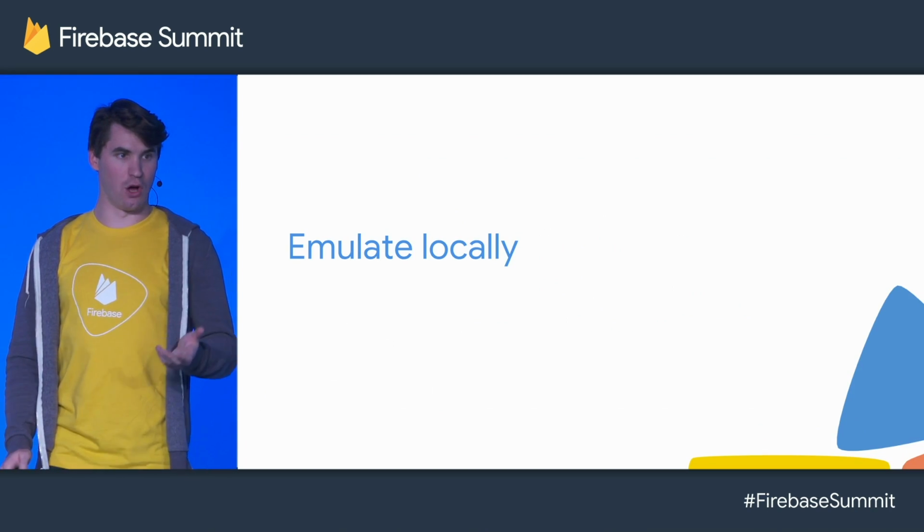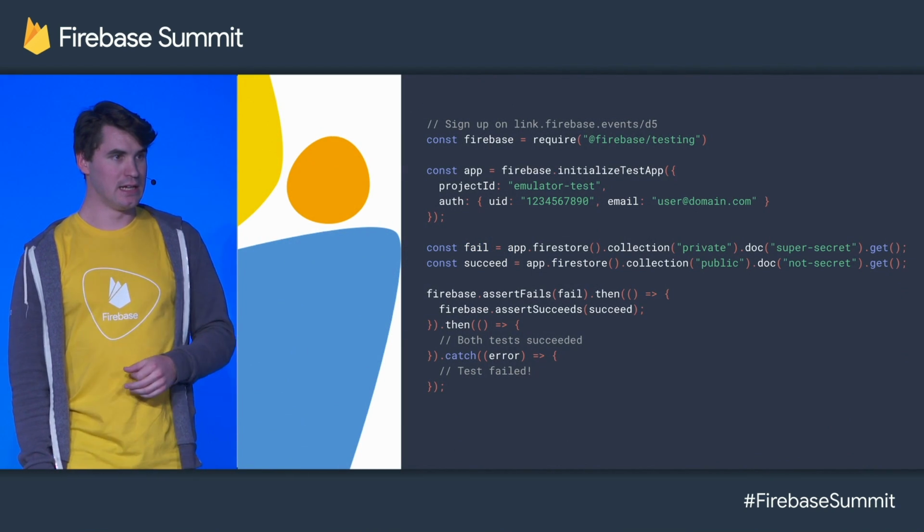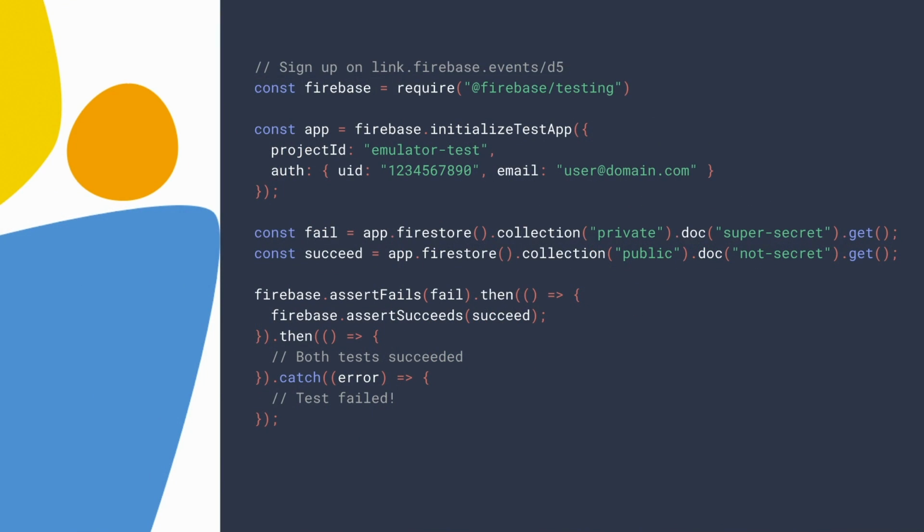The other one is a local emulator that we launched this morning. And so that looks something like this. So I guess you don't actually have to sign up at that link anymore. It should be available. But you can essentially write node tests. So in this case, we have an emulator. I'm giving it my auth UID. And then I can write, for instance, gets on a private document and a public document, and then write assertions to say whether or not they're going to succeed or fail.